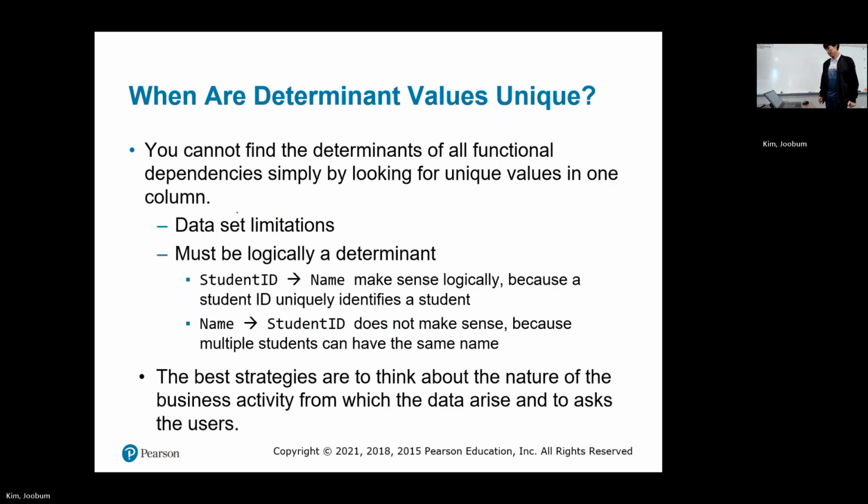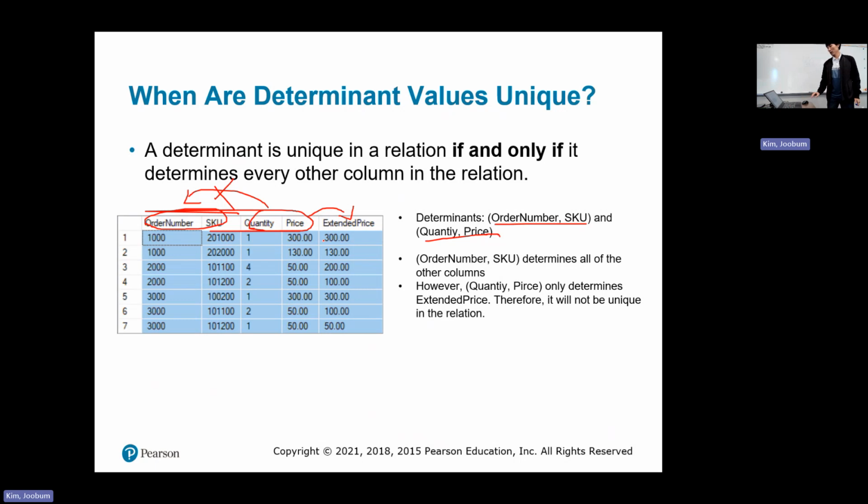So, important: we cannot find the determinants of all functional dependencies simply by looking for unique values in one column. There are two reasons. One is data set limitation. In this example, we have just 7 rows, but think about 1 million, 2 million. We don't know. Maybe SKU cannot determine quantity. We don't know.